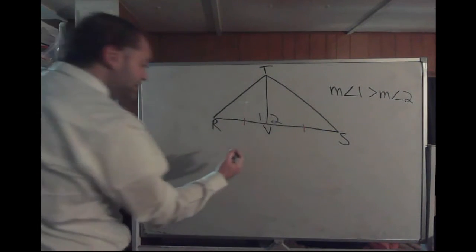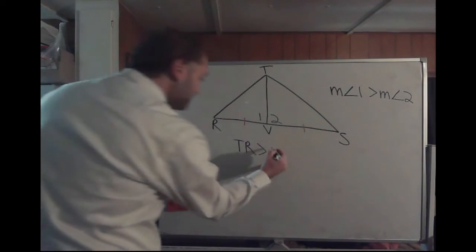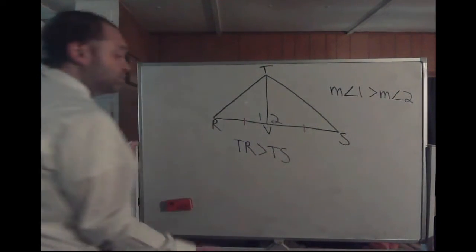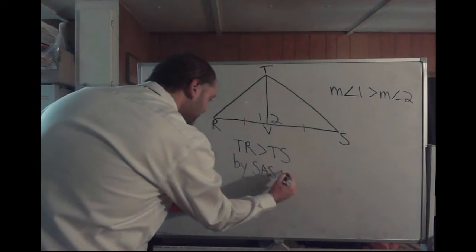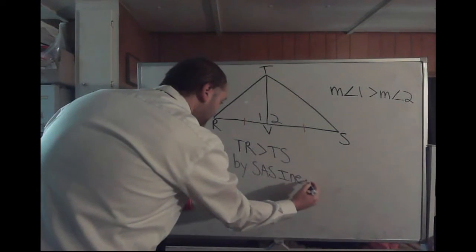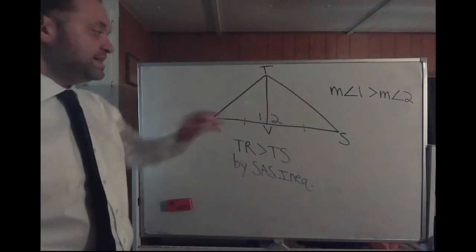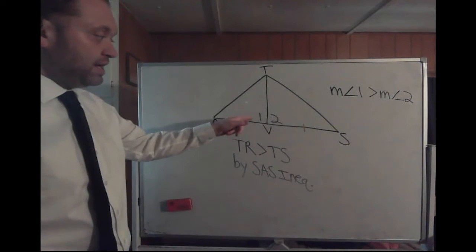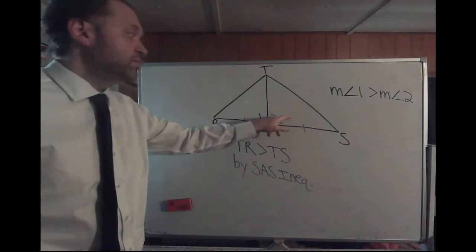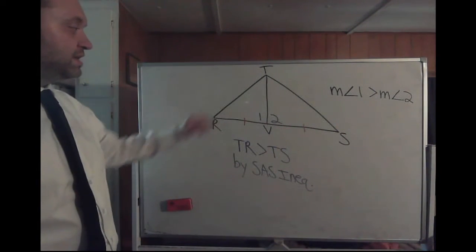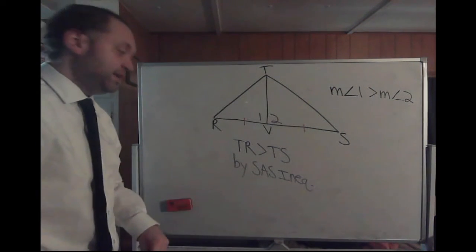What that means then is that the length of TR is greater than the length of TS. We can conclude that by the side angle side inequality theorem. So since we have two congruent sides in the triangle, but the included angle of the first triangle, angle 1, is larger than the included angle of the second triangle, angle 2, that means the length of side TR is greater than the length of side TS by the side angle side inequality theorem.